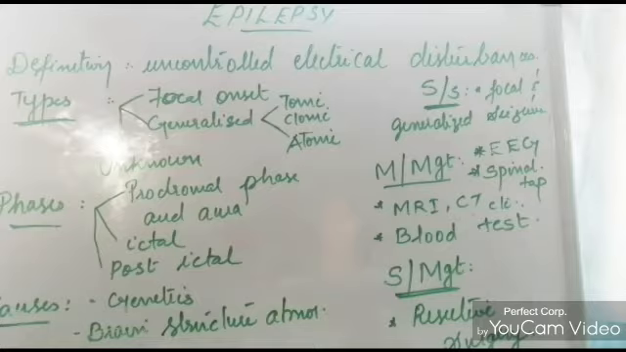Tonic-clonic means what? These are also known as grand mal seizures. Tonic refers to muscle stiffening and clonic refers to the jerky arm and leg movements during the convulsion. Atonic means what?